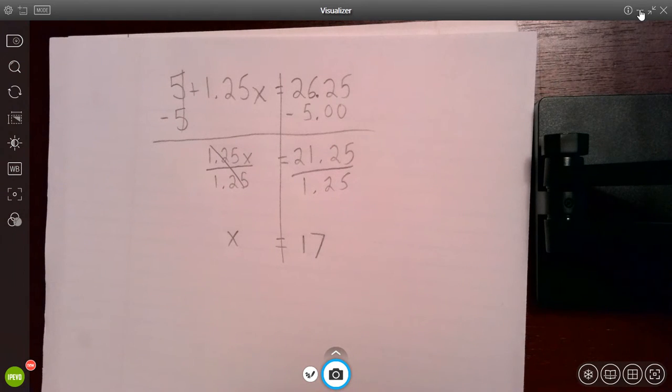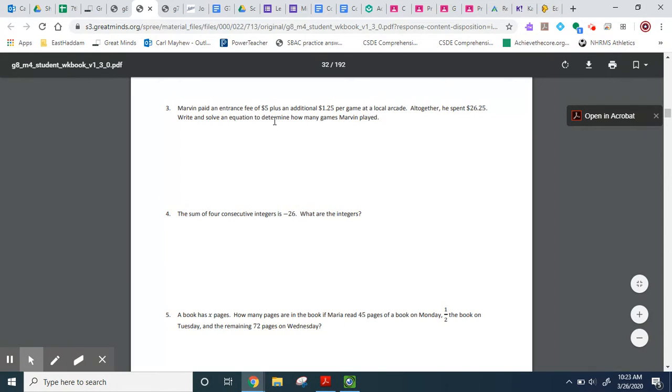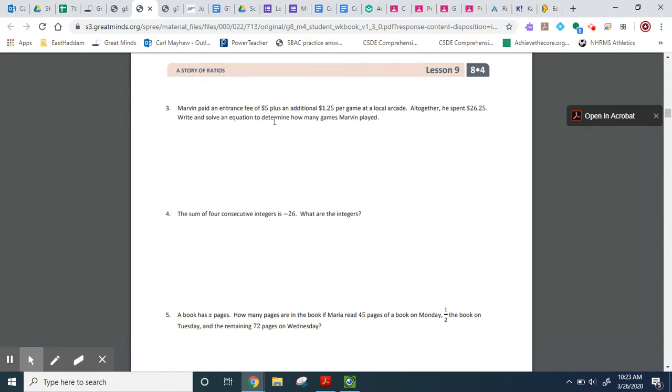So if we go back into the problem, Marvin paid an entrance fee of $5, additional $1.25 per game, and in total he spent $26.25. We wrote an equation and we solved it to determine that Marvin played 17 games. So hopefully that first one that you're looking at, you're saying, oh, that's really not bad at all. But if it's a little bit more challenging, and they will get a little bit more challenging, then we can kind of move on to something like number 4.